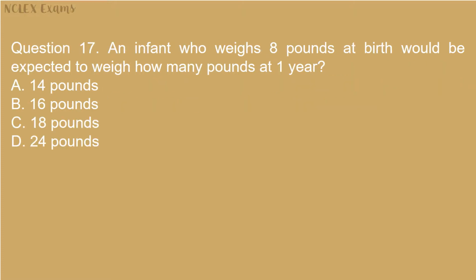Question 17. An infant who weighs 8 pounds at birth would be expected to weigh how many pounds at 1 year? A. 14 pounds. B. 16 pounds. C. 18 pounds. D. 24 pounds.